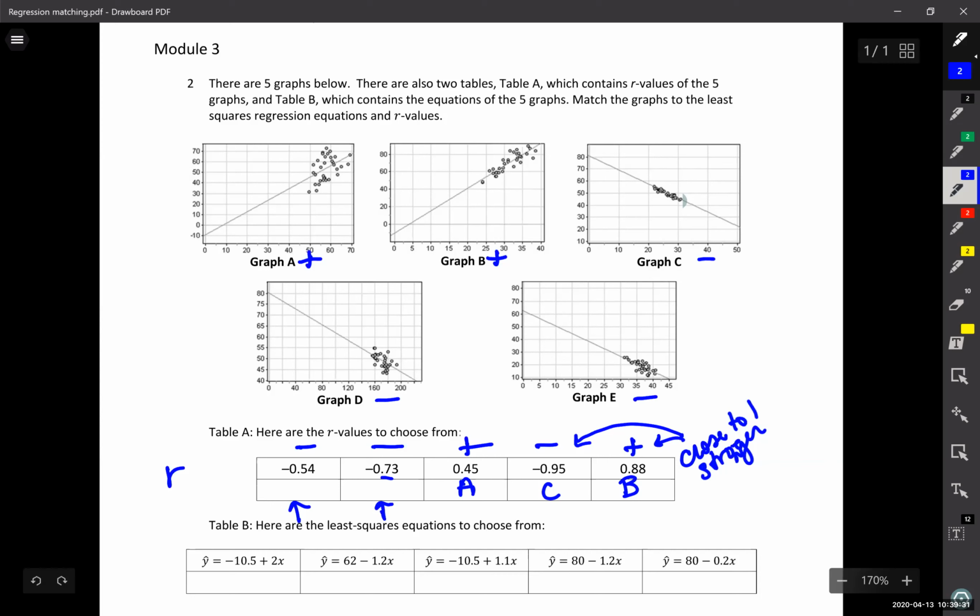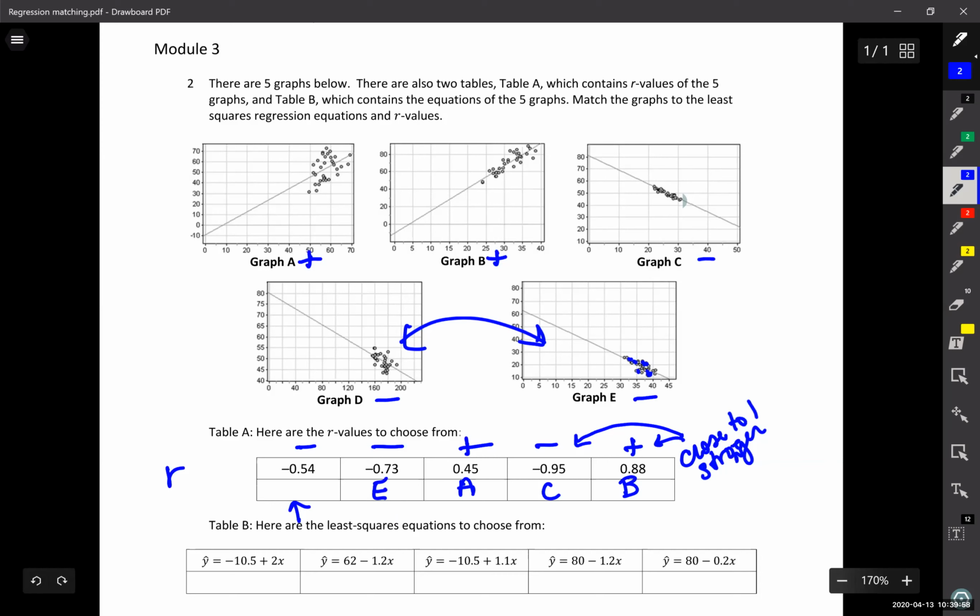So this guy, the negative 0.73, that's going to be closer to a straight line than this guy, the 0.45. So looking at the 2 I have left, which one of these 2 is closer to a straight line? This one? Yes. I agree.